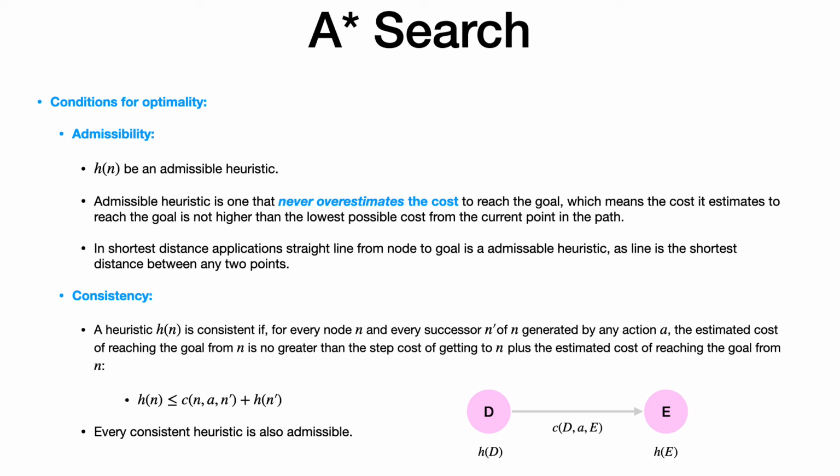So h of n should be less than or equal to c of n comma a comma n dash plus h of n dash. As we can see here, we have node D and node E. The path cost is c of d comma a comma e, and at node D we have the estimate h of d, and at node E we have the estimate h of e. So h of d should be less than or equal to c of d comma a comma e plus h of e. This is the condition, consistency, and consistency implies admissibility, which means that every consistent heuristic is also admissible, but not vice versa. So these two conditions are needed to say that A star algorithm is optimal.